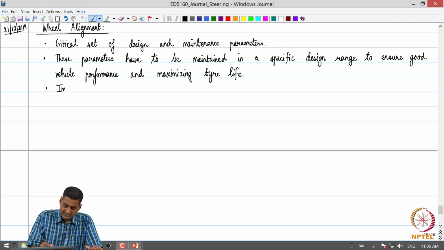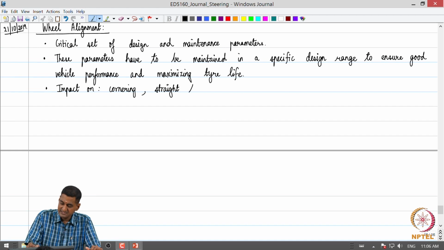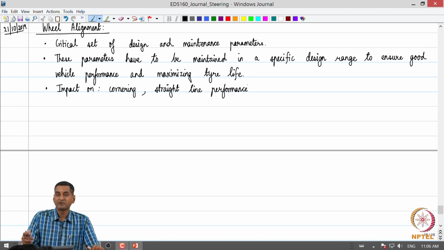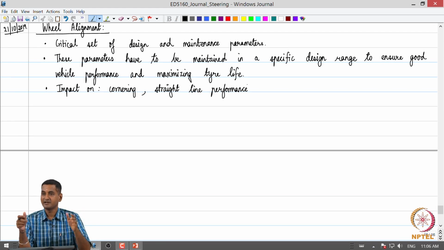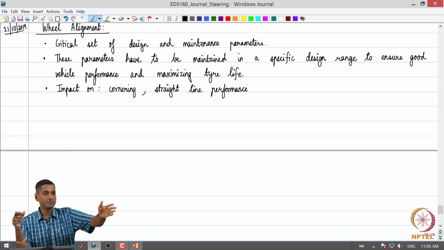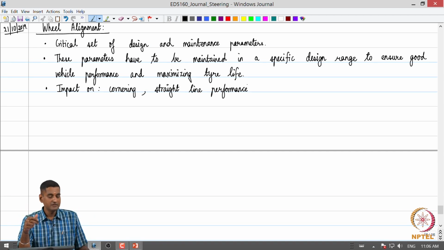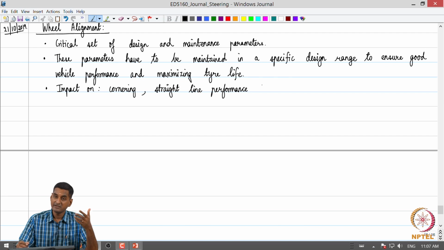These parameters have a direct impact on cornering and the so called straight line performance or straight line response. Sometimes when we drive a car, we would have observed that even if the driver holds the steering wheel in the centered position, the car may drift towards one side or the other. So we are going to observe when such things can happen, and what are the causes of such observed phenomena. That is what comes under straight line performance.